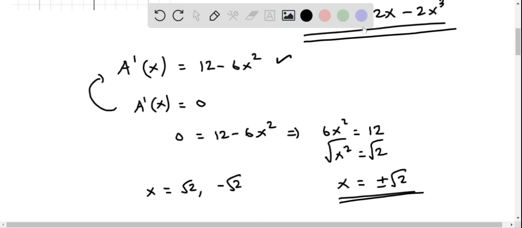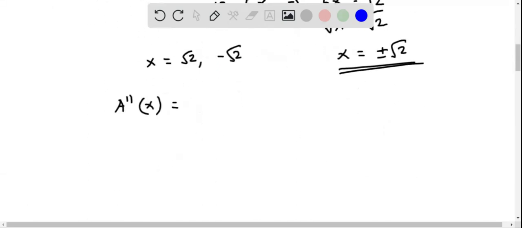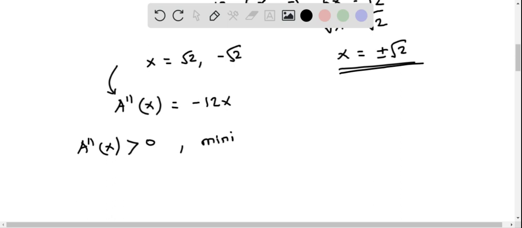So the derivative of 12 is 0, and the derivative of negative 6x squared is negative 12x. So basically the second derivative is negative 12x. Now we plug in each value of x into the second derivative, and if A double prime of x is greater than 0 at this value of x, then we say it is minimum area. Otherwise, if we plug in x into the second derivative and it is less than 0, that is, if the sign is negative, we say that the area is maximum. So let's find this out. This is the rule that we follow.